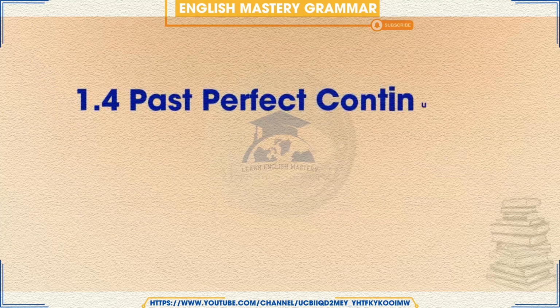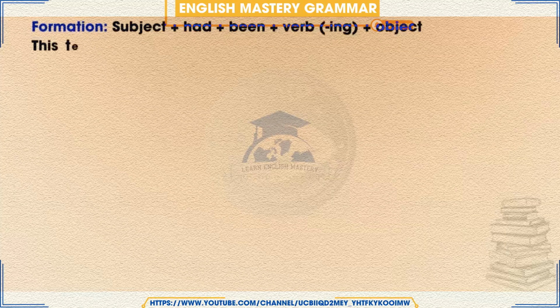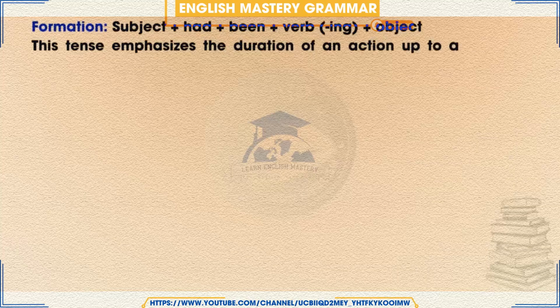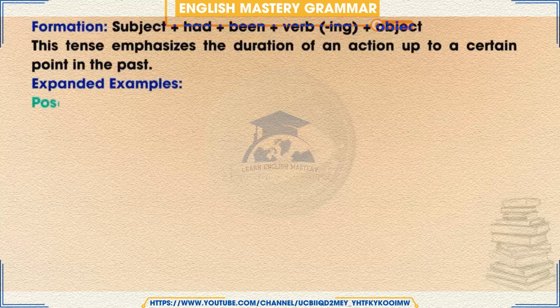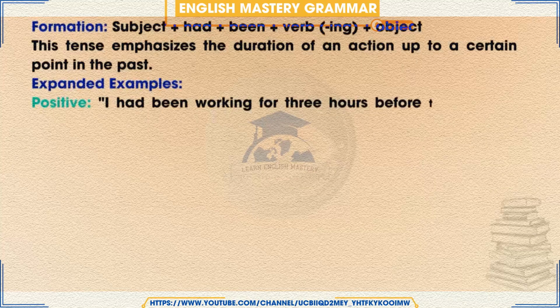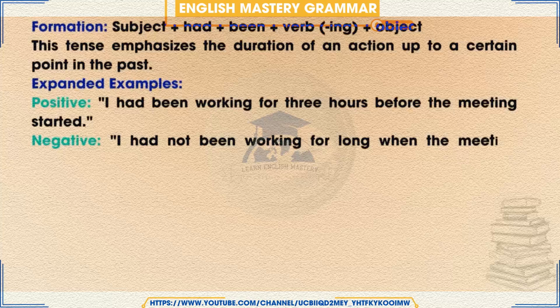1.4 Past perfect continuous. Formation: subject plus had plus been plus verb-ing plus object. This tense emphasizes the duration of an action up to a certain point in the past. Expanded examples. Positive: I had been working for 3 hours before the meeting started. Negative: I had not been working for long when the meeting started.